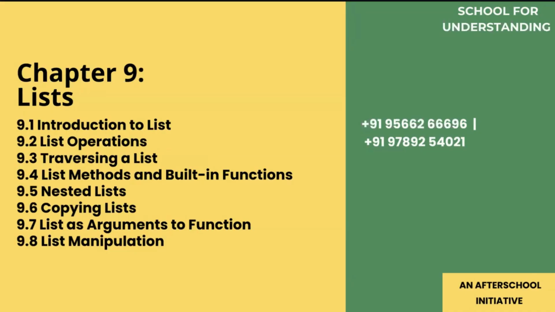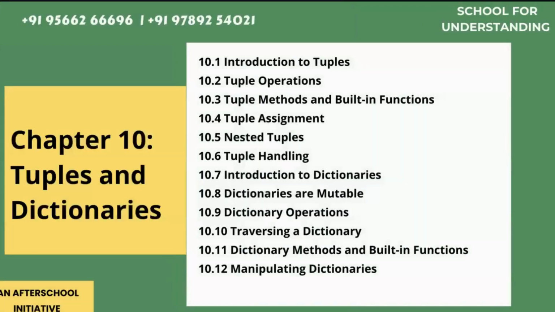And the sections include Introduction to Lists, then List operations, followed by Traversing a list, then List methods and built-in functions, next nested list, then Copying list, followed by List as arguments to function, and finally list manipulation. Moving on to Chapter 10, which is Tuples and Dictionaries, where you will explore advanced data structures.